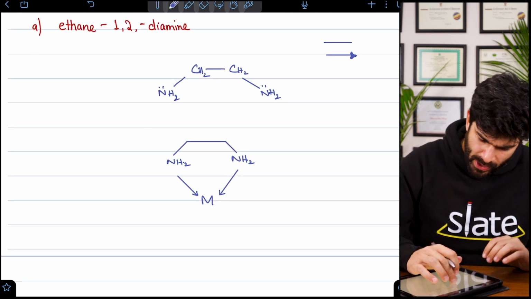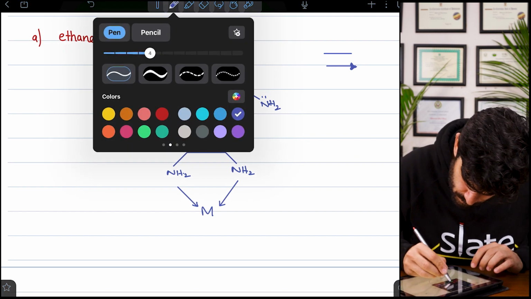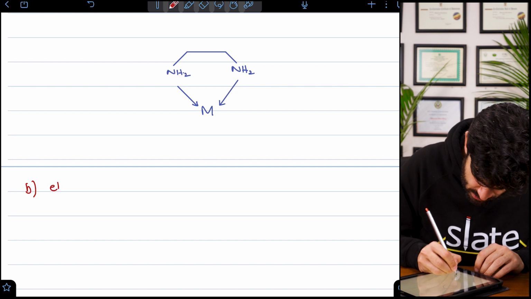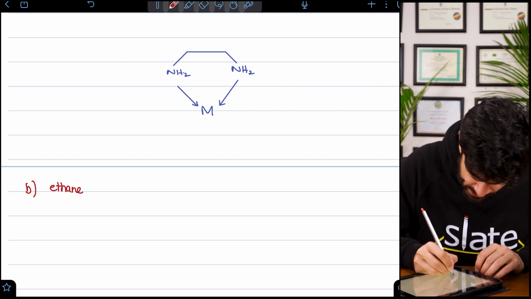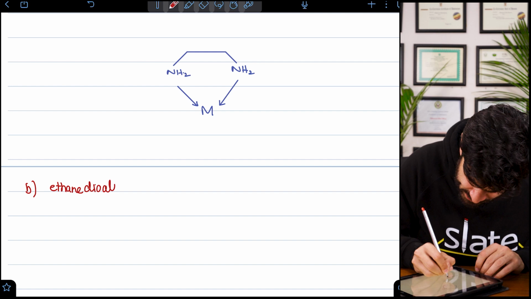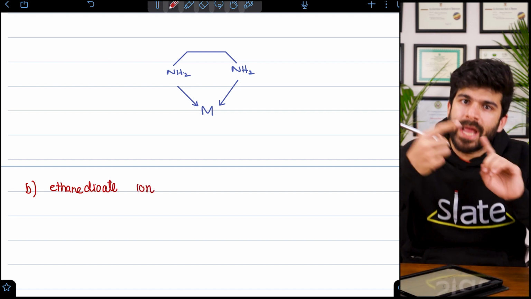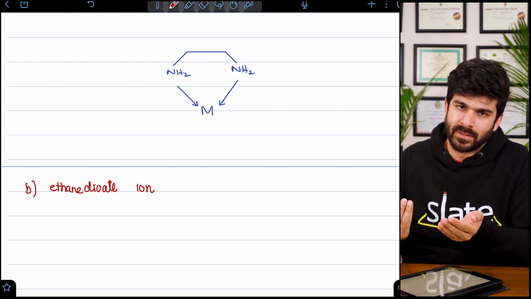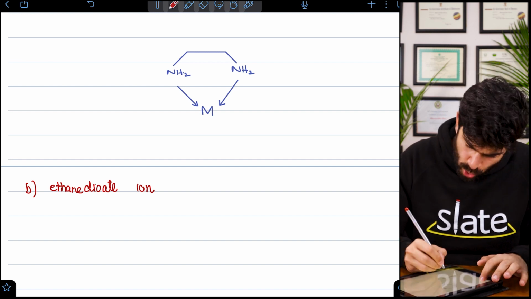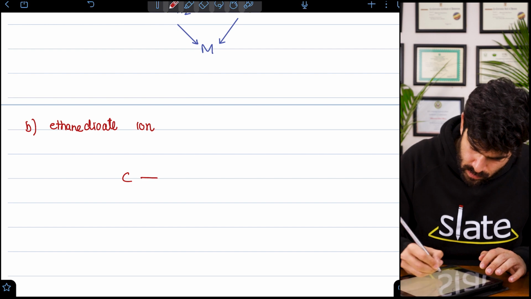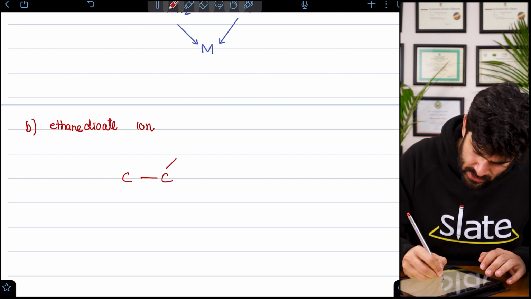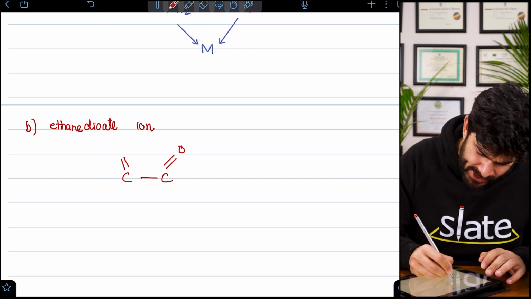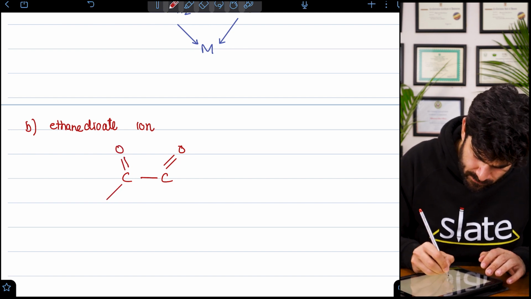Now moving on to the other one. The other example of a bidentate ligand is ethane dioate ion. Remember, an -ate ion is when you remove hydrogen from an acid. So ethane means two. Like this is an ethane dioic acid. I'm just going to make an ethane dioic acid first.